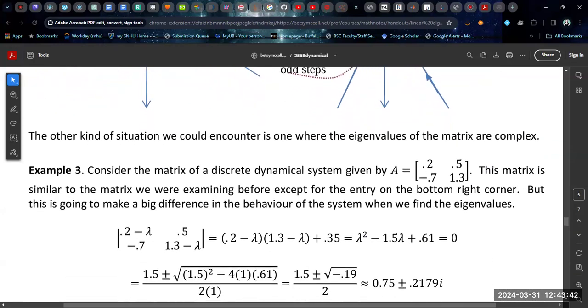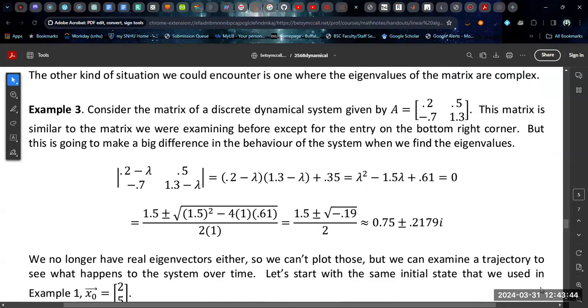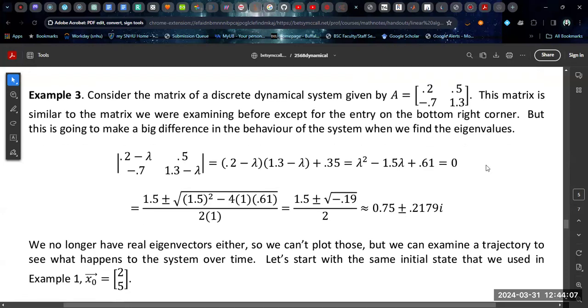Now, one other kind of situation we can encounter is the situation where the eigenvalues of the matrix are complex. I mean, they have to come in conjugate pairs, but in the 2x2 case, all of the eigenvalues of the matrix are complex. So let's walk through an example where the discrete dynamical system has complex eigenvalues.